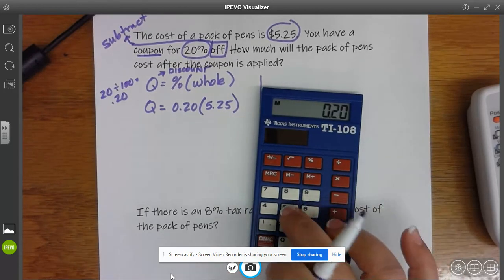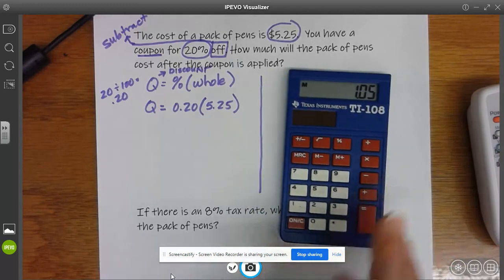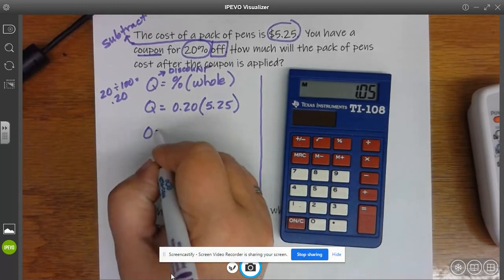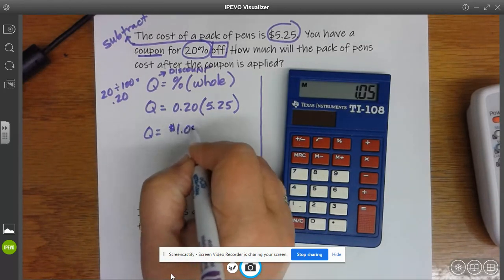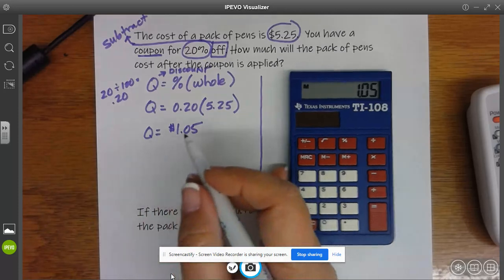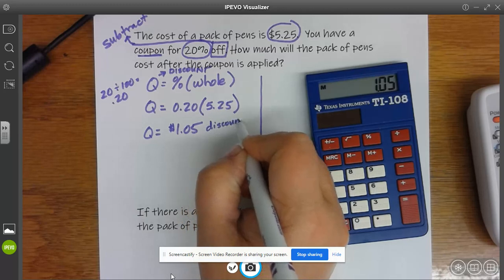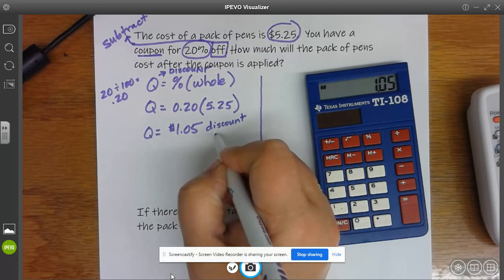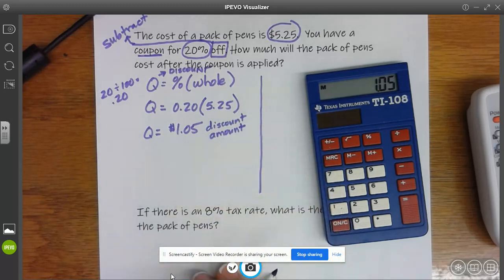0.20 times $5.25. That gives me $1.05. So my discount amount, my Q, is $1.05. That's not how much we're going to sell or buy the pens for. That's not how much you're going to pay for the pens. That's just the discount amount. Okay? That's how much we're going to subtract from the original price of the pens so that we can find the new price of the pens.